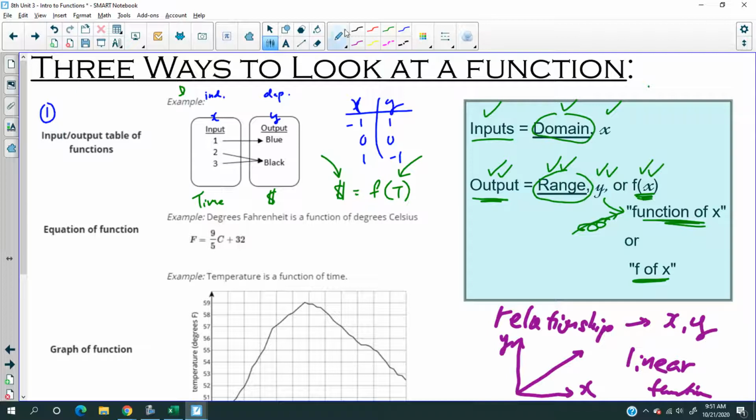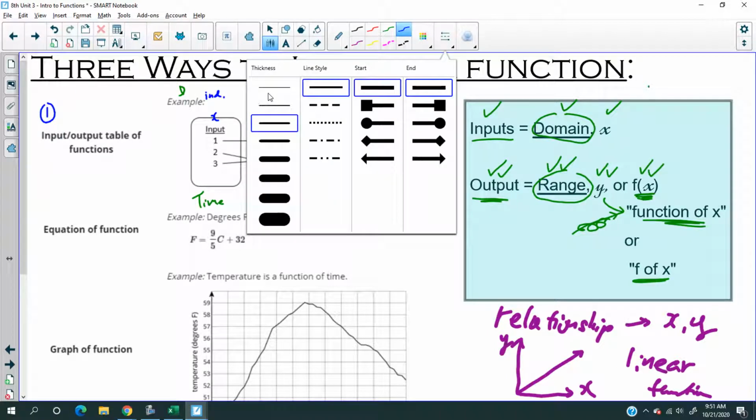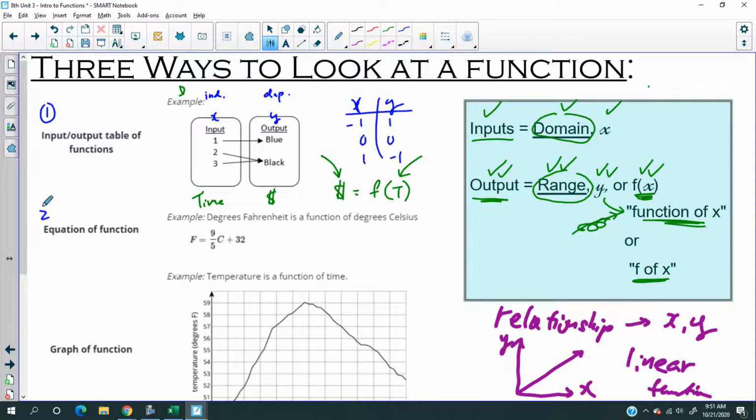So that's the first method of looking at a function. You look at the table, okay? The second way of looking at a function, I'm gonna get way deeper into this. We're gonna spend a lot of time on each one of these over the course of the next month. All right, so the equation of a function, that's what an equation looks like, okay? So this is a function of degrees. This is the Celsius to Fahrenheit equation, okay?